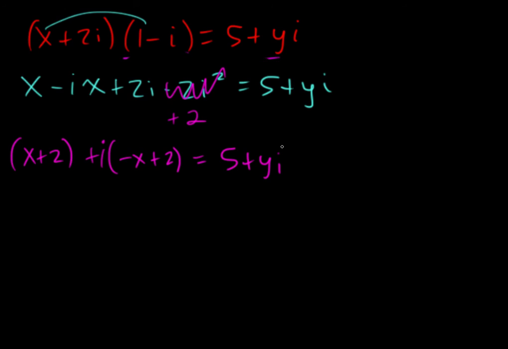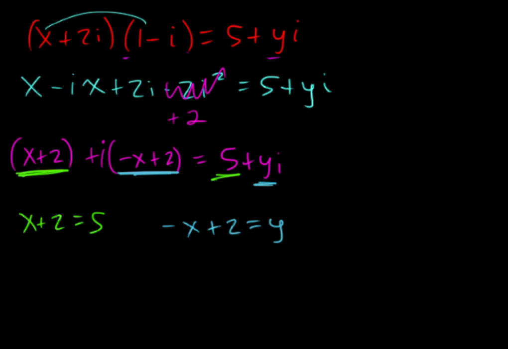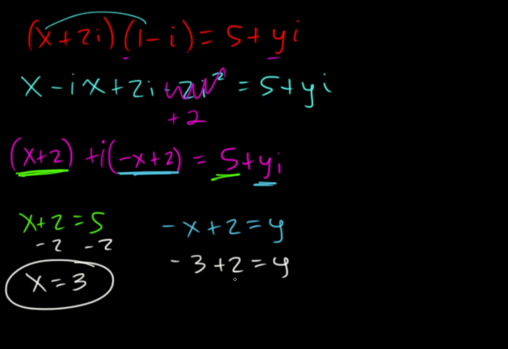Okay? Now, what we're going to do is set this equal to this, because those are both real parts. So x plus 2 equals 5. And then we're going to take the imaginary parts and set those equal to each other. So we're going to get negative x plus 2 equals y. So when we do this, we can find x is equal to 3. Then I'm going to plug in a 3 right here. And we see that negative 1 is equal to y.